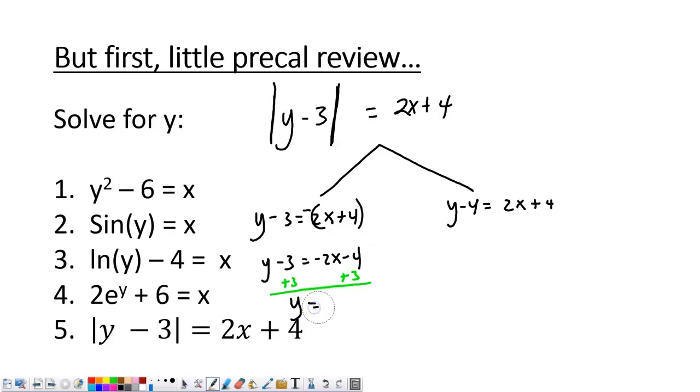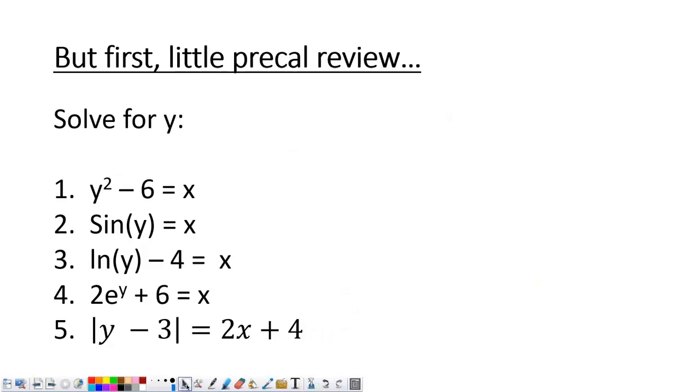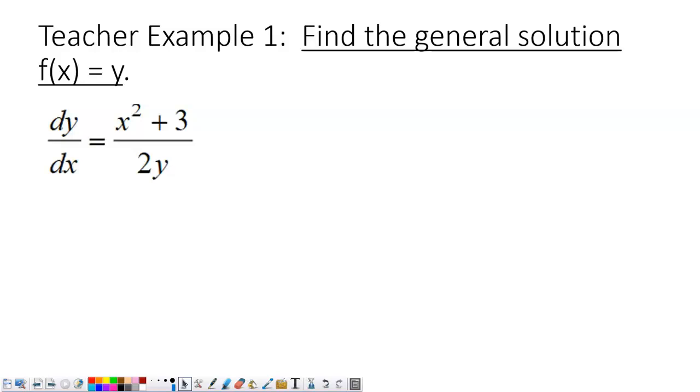And so we end up with y is equal to negative 2x minus 1. And there you go, so there's one answer. Now for this one over here, I would just add 4 on both sides, and I would get y equals 2x plus 8. So that's our pre-algebra review about how to solve for y and the little tricks and things that we're going to have to do to be able to pull this off.